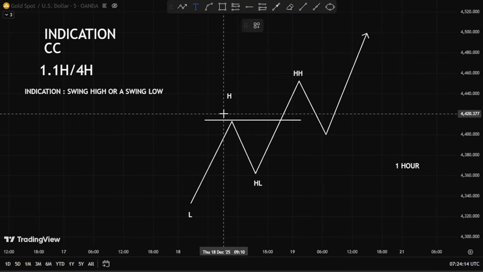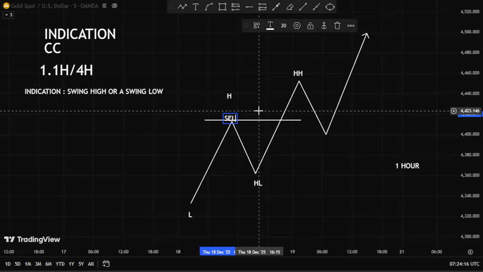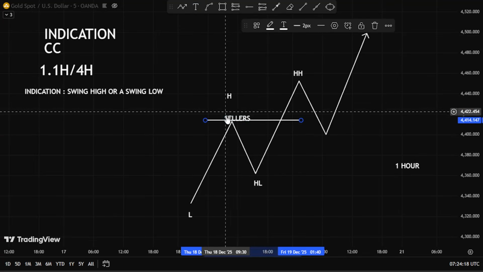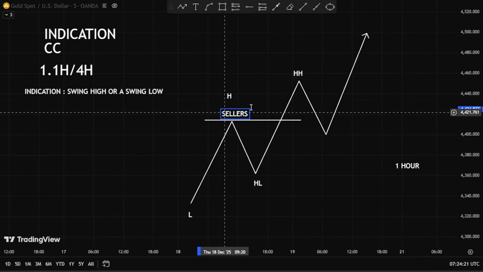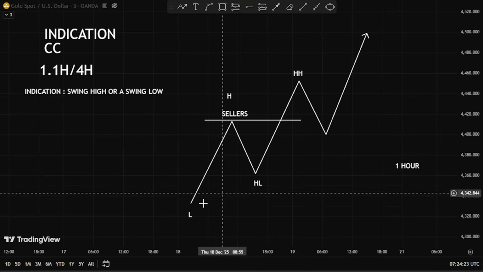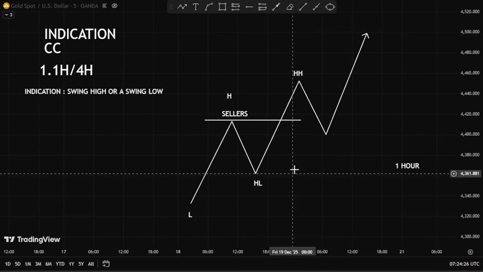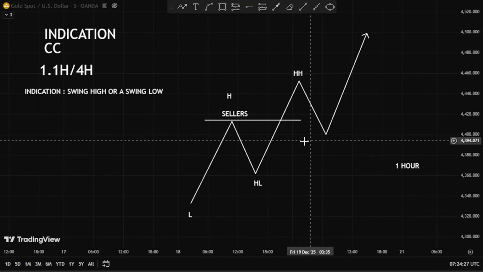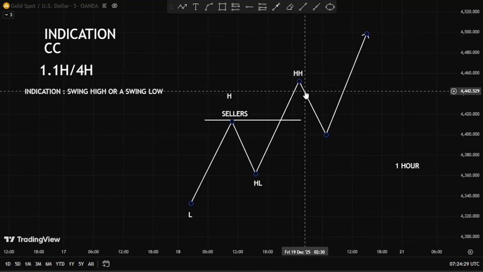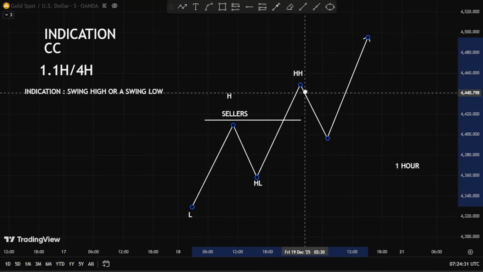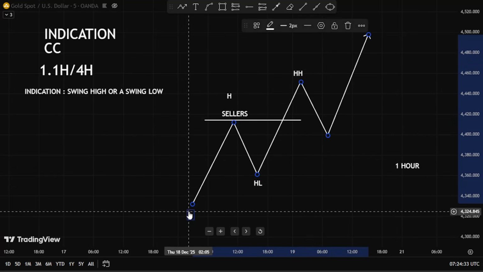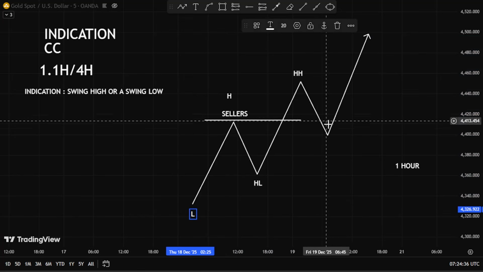So let me put sellers here. If price reverses from a point sharply, it means that there were sellers sitting at that point. If the price is moving up and it reverses sharply, it tells us that there are sellers sitting at that point. Meaning that when price gets to that position again, so let's say price is at this current position.